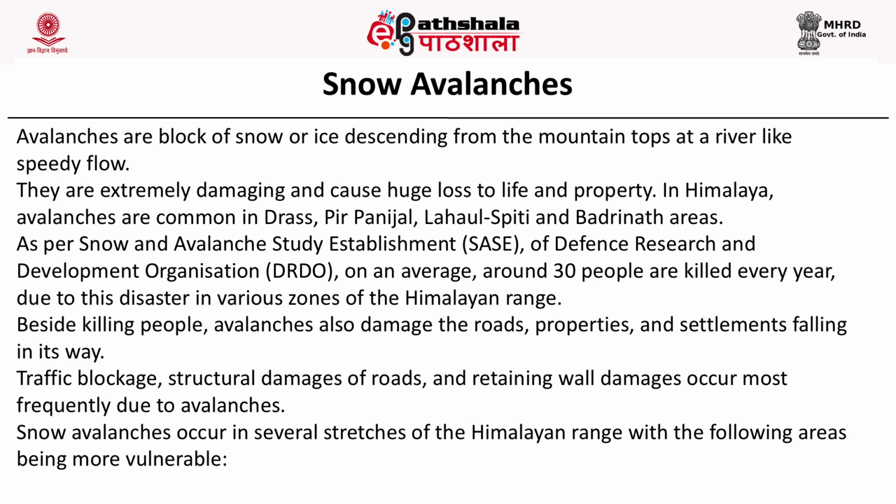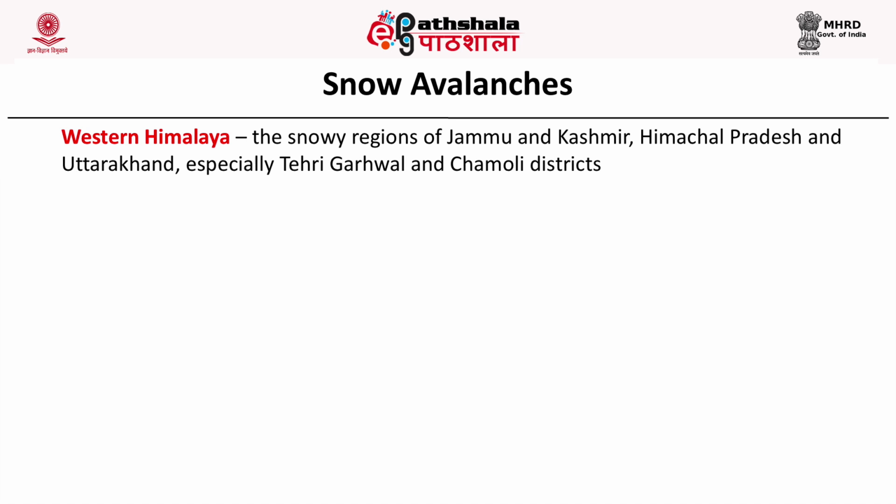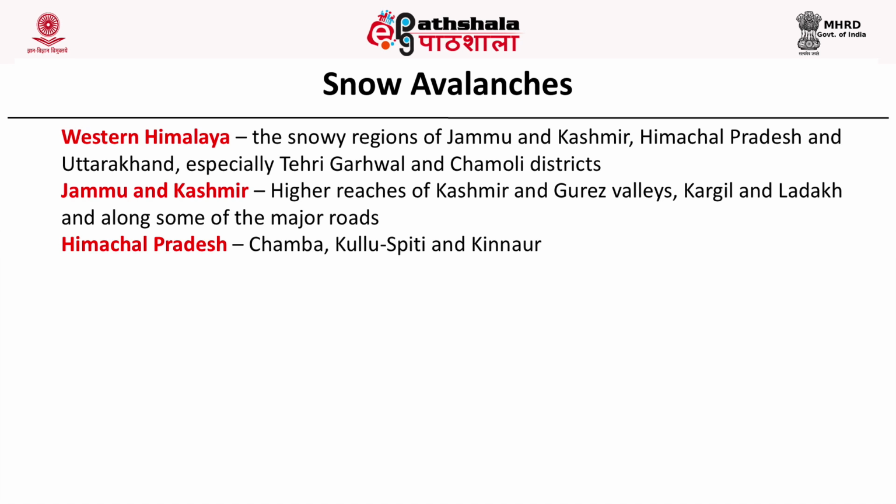Snow avalanches occur in several stretches of the Himalayan range, with the following areas being more vulnerable. The first one is Western Himalayas, that includes the snowy regions of Jammu and Kashmir, Himachal Pradesh and Uttarakhand, especially the Tehri Garhwal and Chamoli districts. The next is Jammu and Kashmir region, which includes the higher reaches of Kashmir and Gurez valleys, Kargil and Ladakh, besides some of the major roads. The last one in this is Himachal Pradesh, which includes Chamba, Kullu, Spiti and Kinnaur.